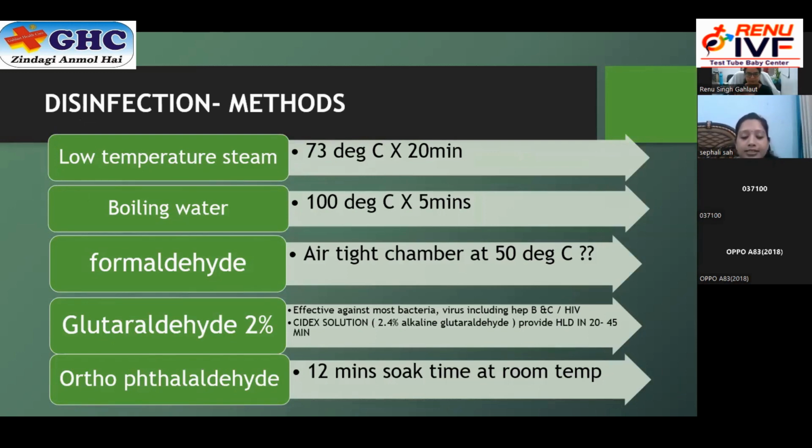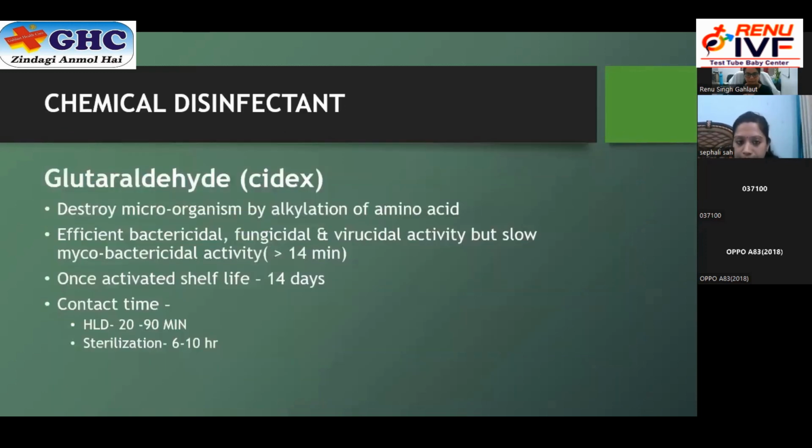And glutaraldehyde, which is Cidex, is one of the most important and most used in our OT setup. It provides high level of disinfection. It kills all viruses, bacteria, and tuberculosis. And orthophthalaldehyde, in which the soaking time required is only 12 minutes at room temperature. Now coming to the chemical disinfectants, I will talk about glutaraldehyde. It is simply called Cidex.